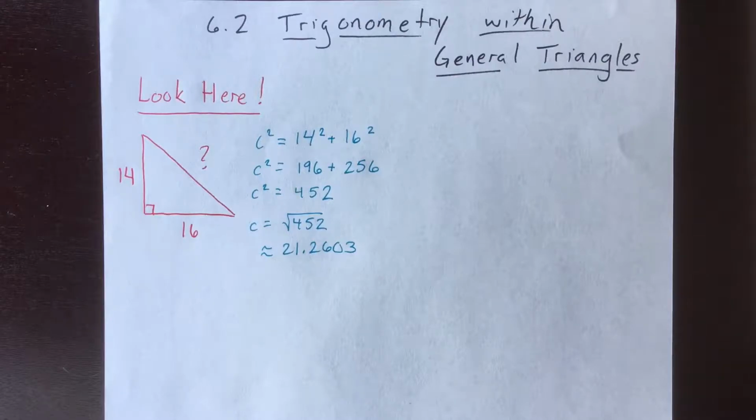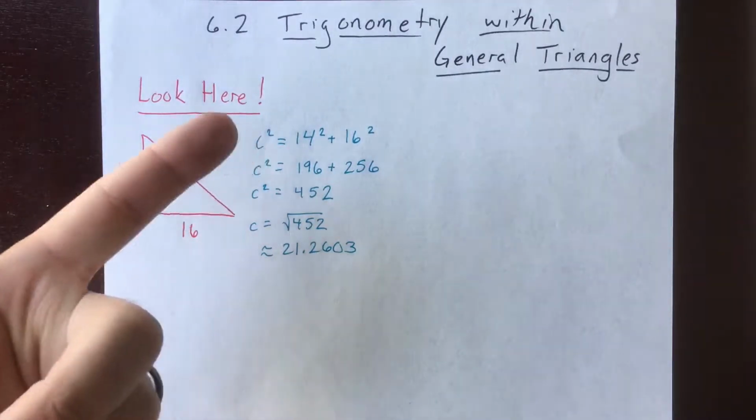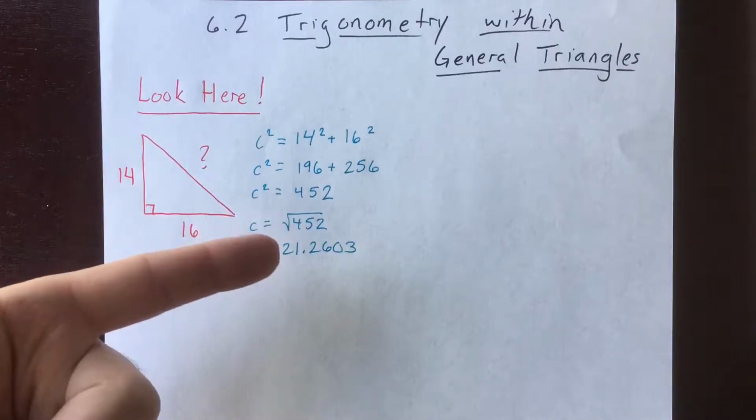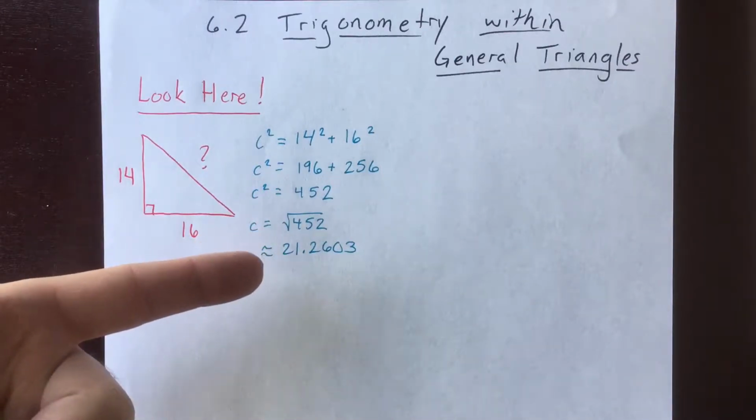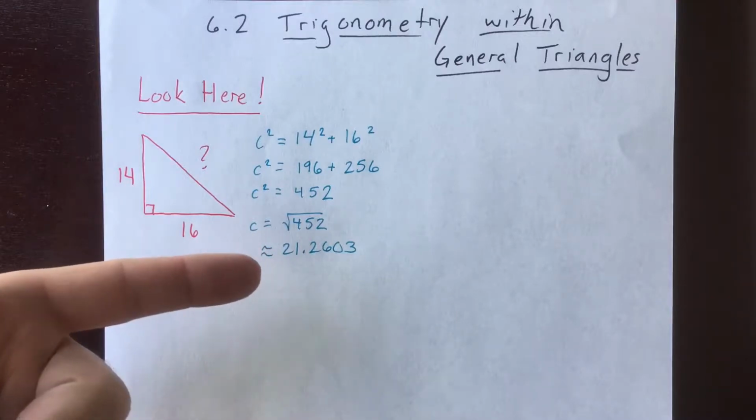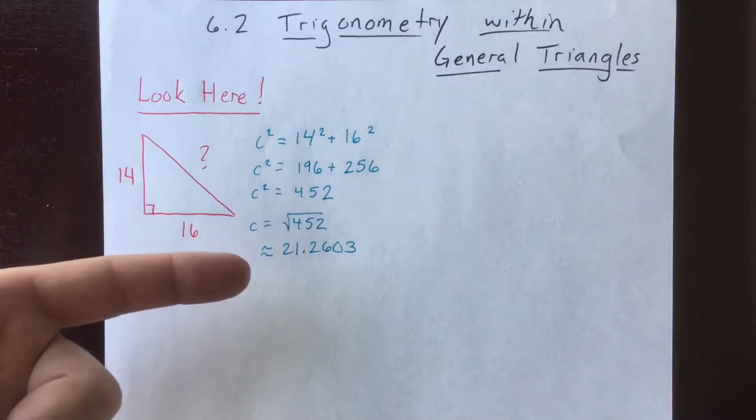Okay, how'd you do? So we know we're using the Pythagorean theorem here. We have our hypotenuse is unknown, so we have 14 squared plus 16 squared, and working through the math, we get square root of 452, which is approximately 21.2603, and when in doubt, we round to 4 decimal places.